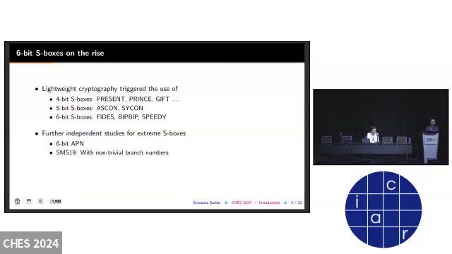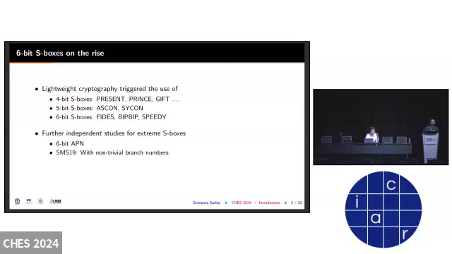Then we saw some ciphers like FIDES, BIP BIP, SPEEDY. They were using 6-bit S-boxes. So all these S-boxes were part of the design. There are some targets of the ciphers, and those S-boxes were designed to meet those targets. We have also seen independent studies on 6-bit S-boxes, which are rather extreme. For example, the 6-bit APN, which solved the big APN problem on dimension 6, solved by Dillon. And we name it SMS-19 because we are three co-authors of the same paper.